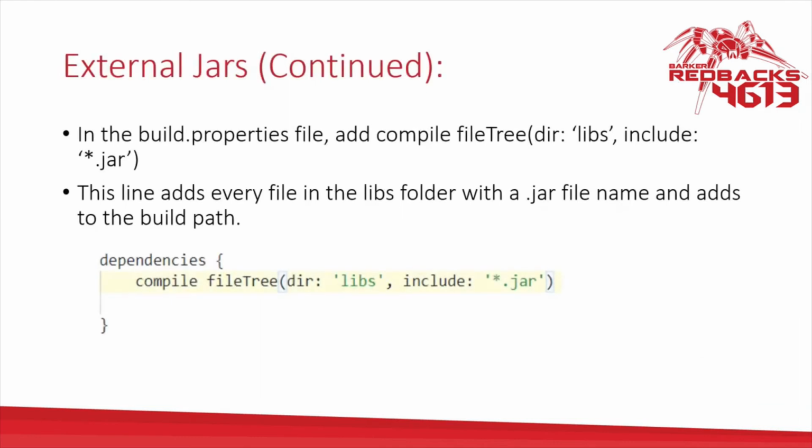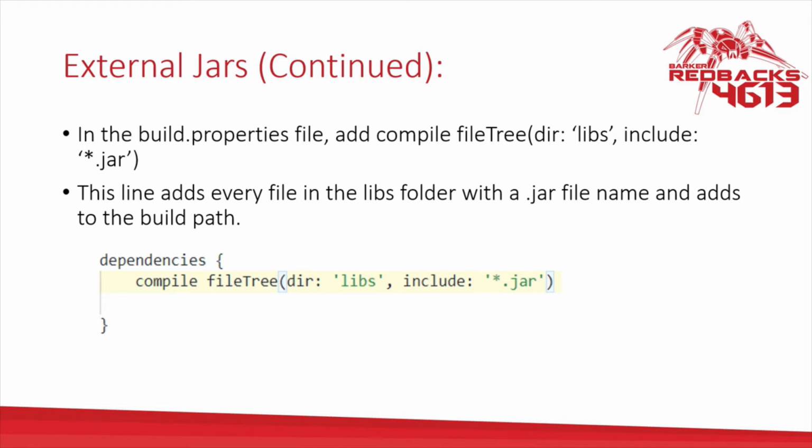Then you need to go to the build.properties file, and add the code: compile fileTree(dir: 'libs', include: '*.jar'). What this does is essentially tell the compiler, tell Gradle, that in the libs folder, to add every file that has a .jar extension as a dependency to the build path. That is the solution that we found, and it worked quite well.